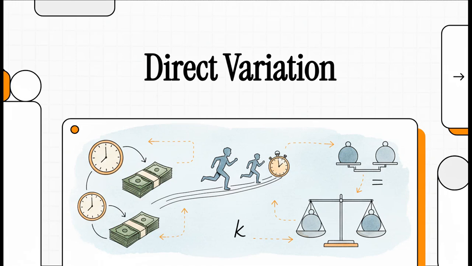You ever notice how some things in life just seem to move in perfect sync? Like you work twice the hours, you get paid twice as much. Or you decide to run 3 times farther and, yep, it takes you pretty much 3 times as long. Well, today we're going to put a name and some really simple math to that exact kind of perfect relationship.